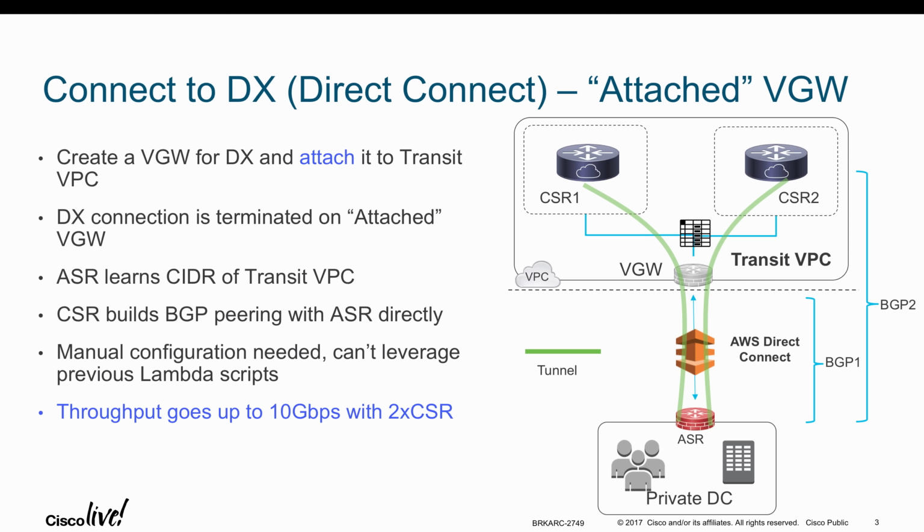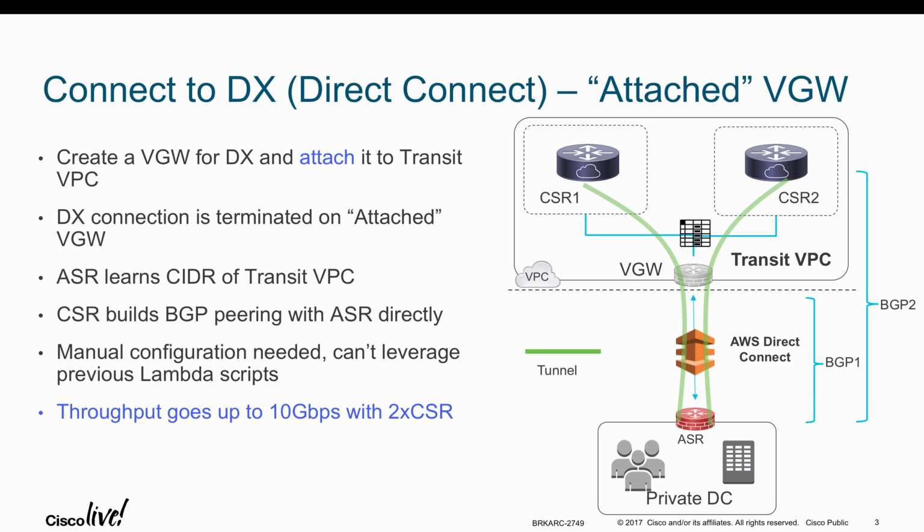Since this VGW will be attached to the transit VPC itself, it will advertise the routes of the transit VPC itself to your ASR in the data center. So now your ASR should be able to talk to the CSR directly, and then the CSR can build a tunnel to the ASR. If you need encryption, you can use IPsec. If you don't need it, since it's already over the Direct Connect, which is a private dedicated line, you can just use GRE, and then the ASR and the CSR can build another BGP 2 domain as I listed here.